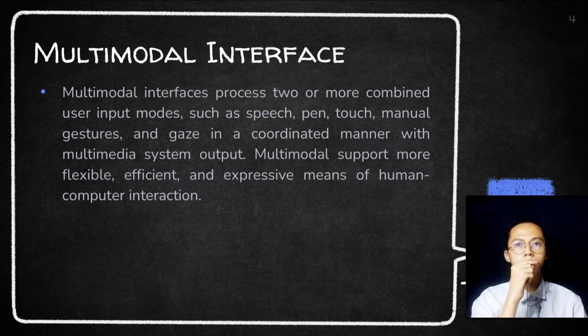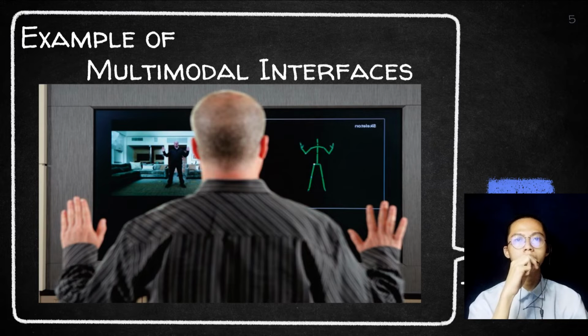Multimodal interface. A multimodal interface processes two or more combined user input modes, such as speech, pen, touch, manual gesture, and gaze, in a coordinated manner with multimedia system output. Multimodal interfaces support more flexible, efficient, and expressive means of human-computer interaction. An example of a multimodal interface is the Microsoft Xbox Kinect. It was developed as a gesture and body movement gaming input system for the Xbox. It can be used to perform real-time gesture recognition and body skeletal detection, among other capabilities. It also contains microphones that can be used for speech recognition and voice control.